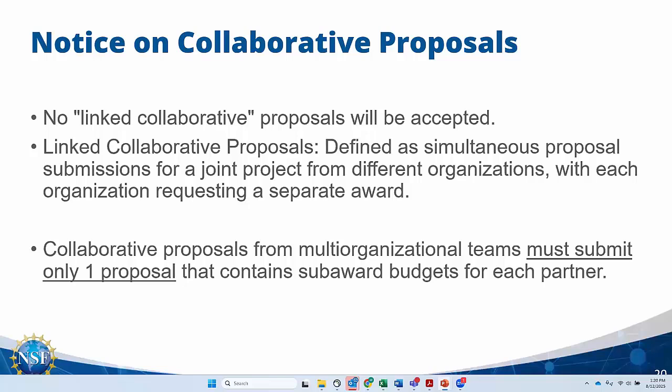And on collaborative proposal, this is a specific term that some of you may be familiar with, where multiple institutions apply directly to NSF and they link their proposals together, what we call linked collaborative proposals. They are not allowed, which means there will be only one proposal submitted by the lead, or what we call the prime institution, and then the rest of the organizations will be subcontractors with that lead institution. So linked collaborative proposals will not be allowed.